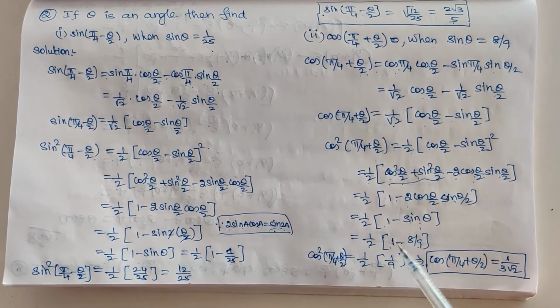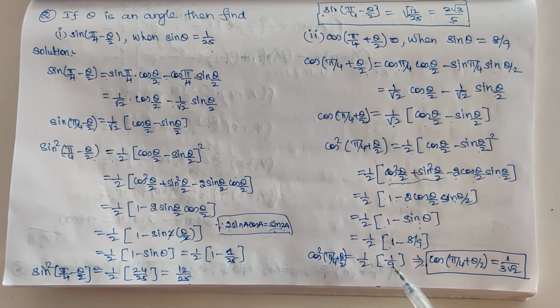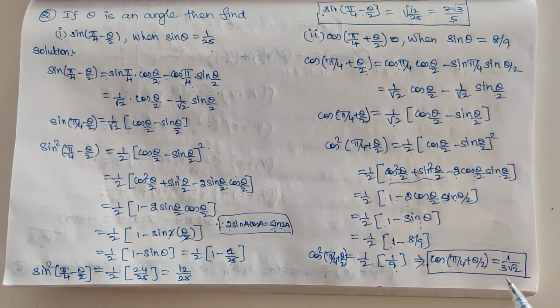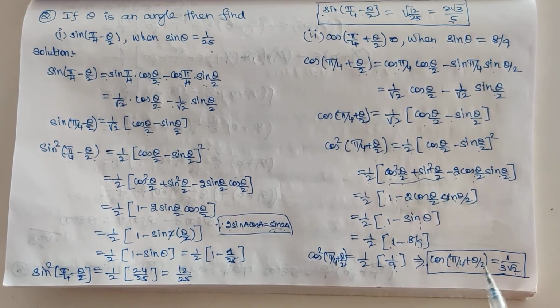So 9 ones are 9, minus 8, the whole divided by 9. So 9 minus 8 value 1. So 1 by 2 into 1 by 9. So 1 ones are 1, 2 nines are 18. So 18 we can split, 9 twos are 18. So 9 rooted is 3, so 3 root 2. So cos pi by 4 plus theta by 2, that is equal to what? 1 divided by 3 root 2 is the answer for this sum. Clear?